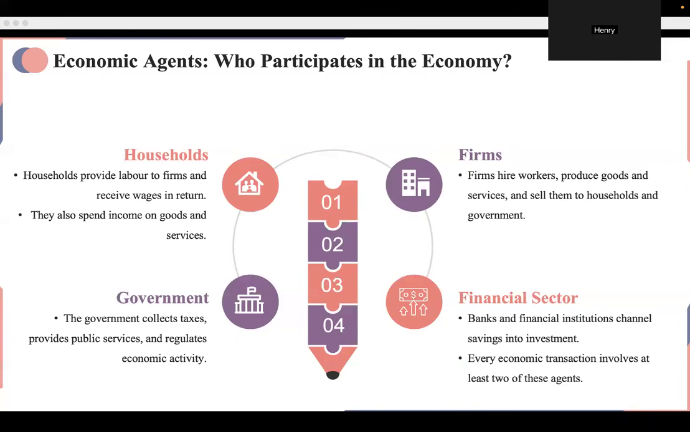Two, firms. Firms hire labor from households. They use this labor along with capital to produce goods and services. They then sell these goods to households and the government. So firms are producers and employers.